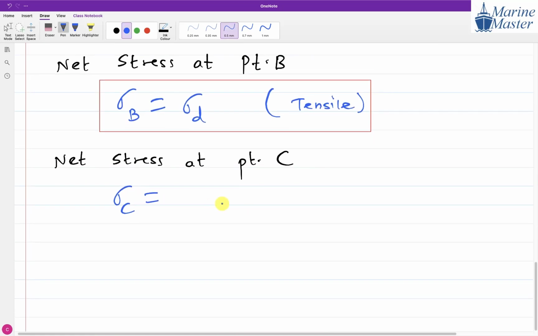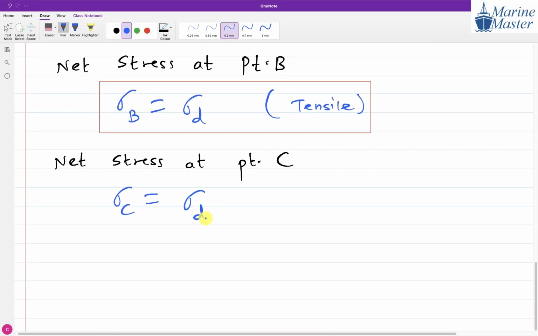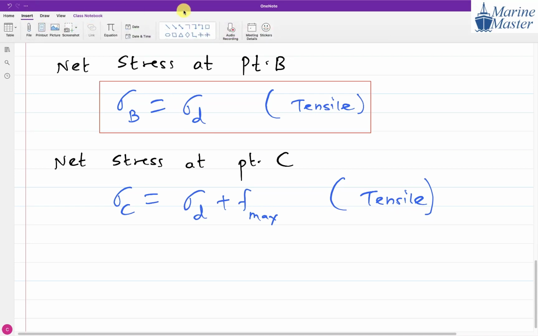What will be the scenario, guys? We can add. So sigma D plus F max, and overall effect will be what, guys? Tensile. Now try to see the scenario here. Everyone getting my point? Try to understand this carefully.